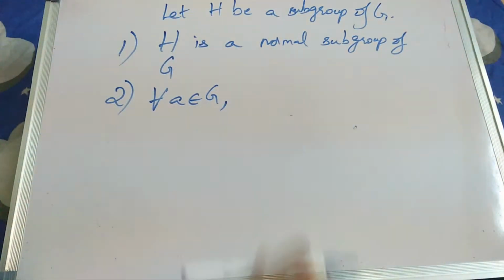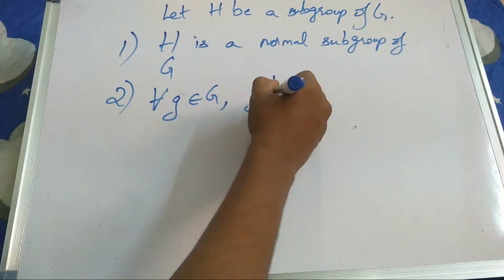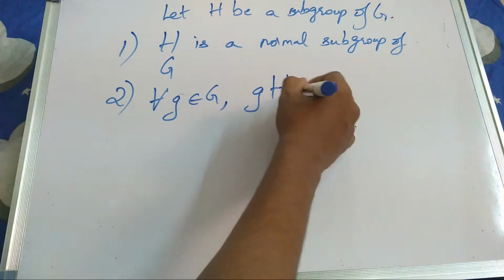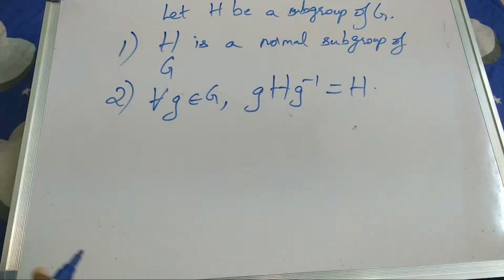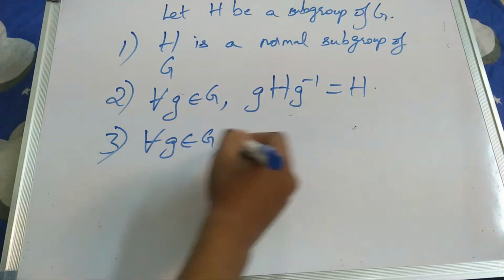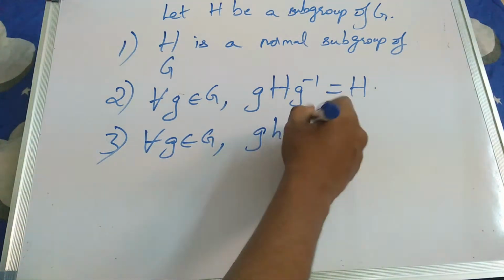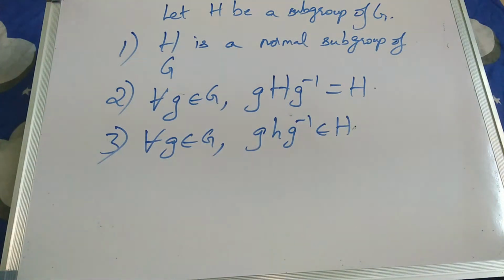So for every g in G, gHg inverse is equal to H. This is one equivalent statement. For every g in G, and h in H, ghg inverse belongs to H. This is another equivalent statement. I think these three are more than enough, I guess.